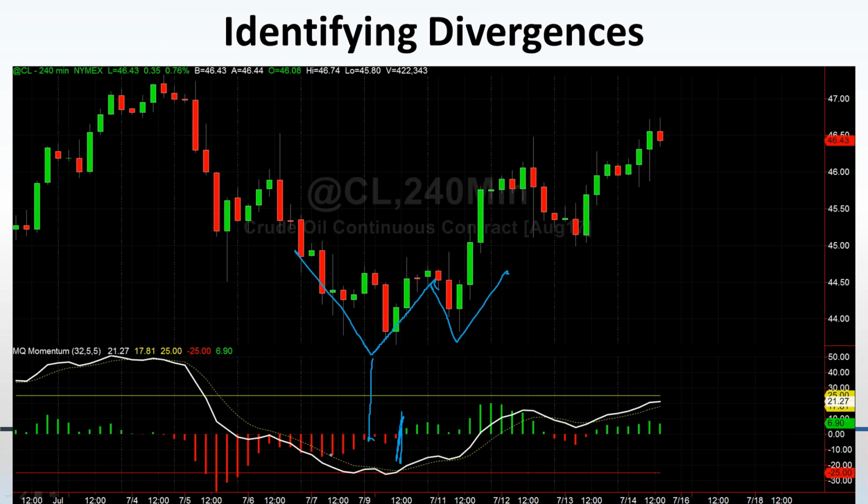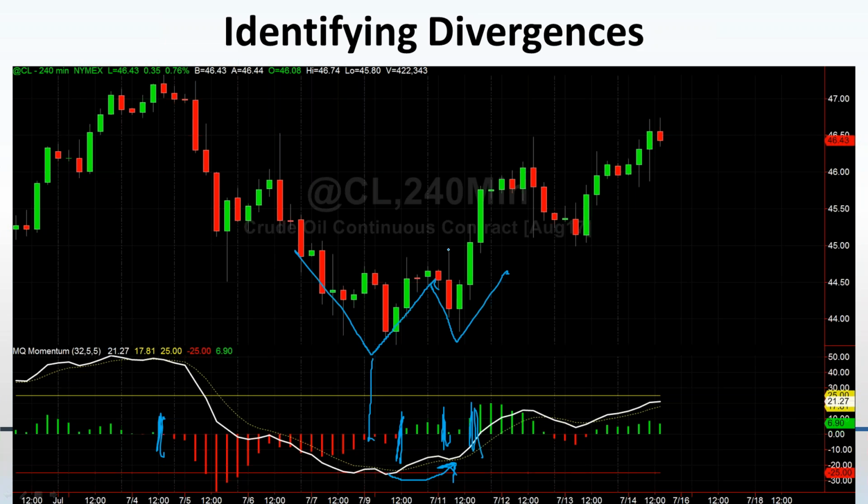So we're going to look at this entire set of downside histograms compared to the second set, which would have been right here. There was not a second set. So this is what we call a no return divergence because the histograms could not even return back to bearish. Look at the indicator line, the strengthening between the 2 lows.